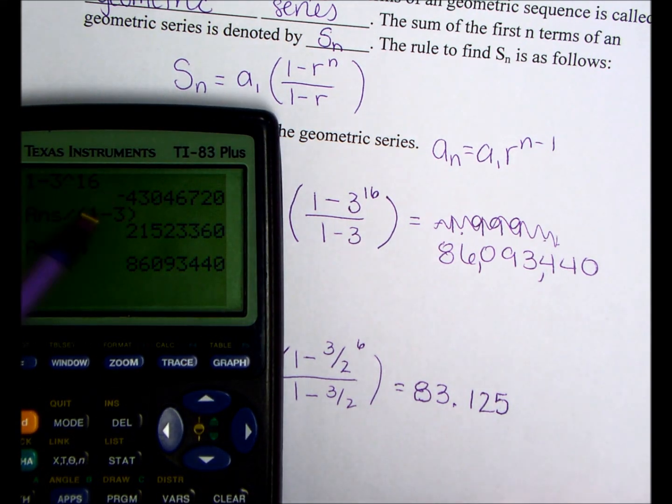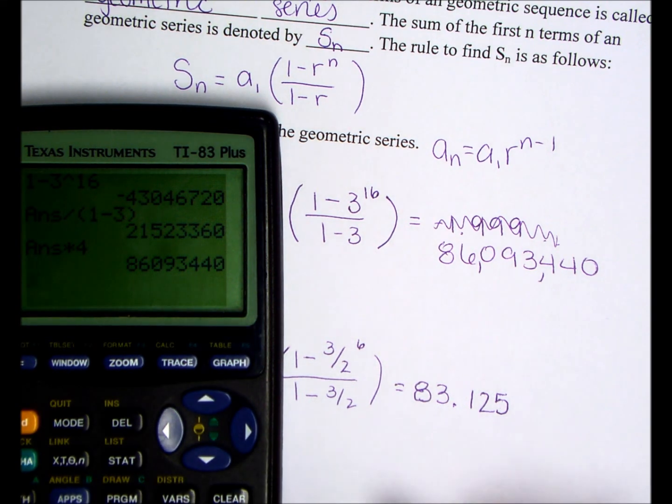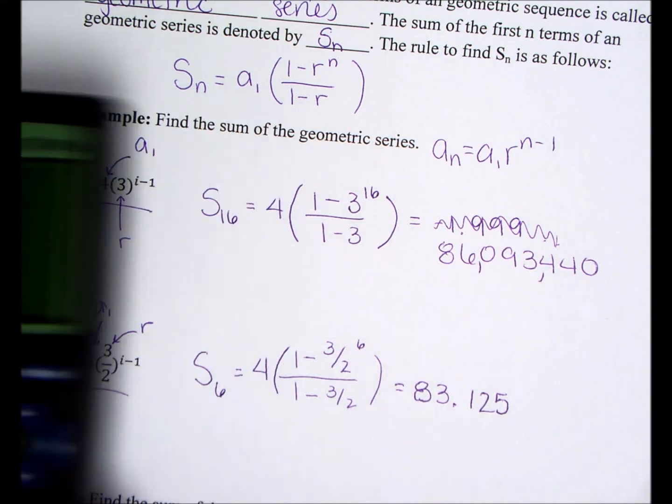Top, then divide it by the bottom, and then multiply it by the number in front. And that is all I have for you guys today.